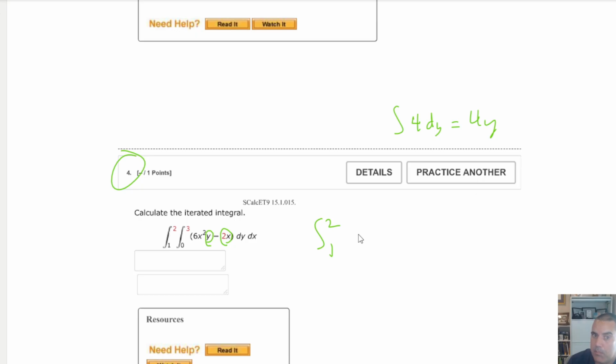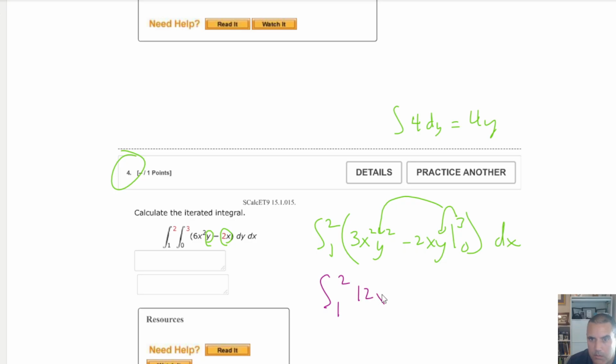So the first step here is going to be 3x squared y squared, 3 because of the 1/2, minus 2xy, evaluated from y equals 0 to 3. And you're going to plug this in for y. And also you're going to plug in 0, and you're just going to keep going. 1 to 2. Let's see, that's going to be 12x squared minus 4x dx, and then keep computing. In the homework, there's only one box.